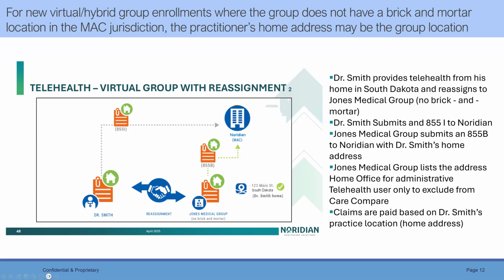In that example, what again Meridian highlighted last month is that the Jones Medical Group will use the address of the provider, that is the home address for the group enrollment, so that they can complete their enrollment on the 855B, and then Dr. Smith can then further complete their reassignment to the group also at the same home address. And this model is what is now necessary for a number, again, new and hybrid group enrollments, in order to make sure that Medicare is paying for the claims at the rate of where the providers are located at the time of the visit.